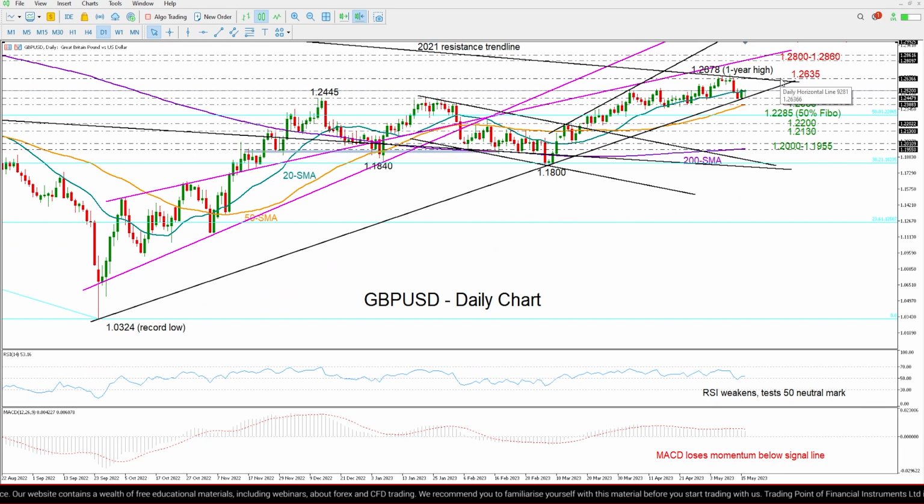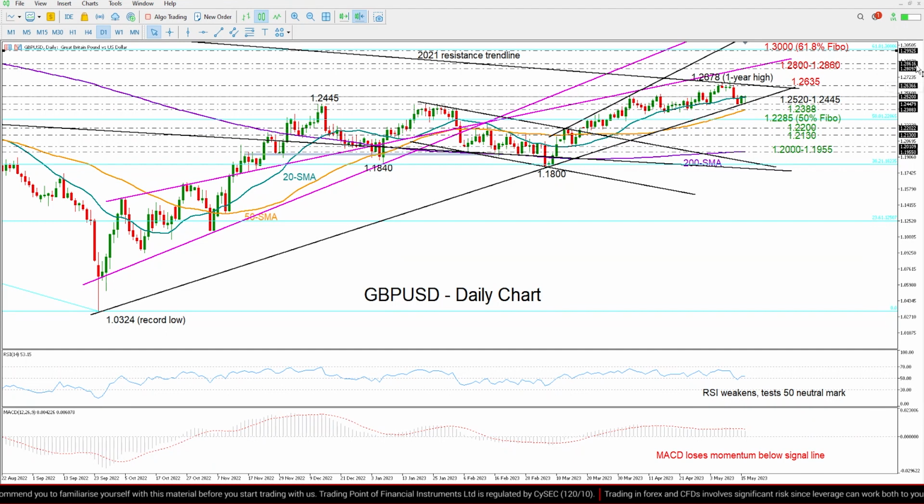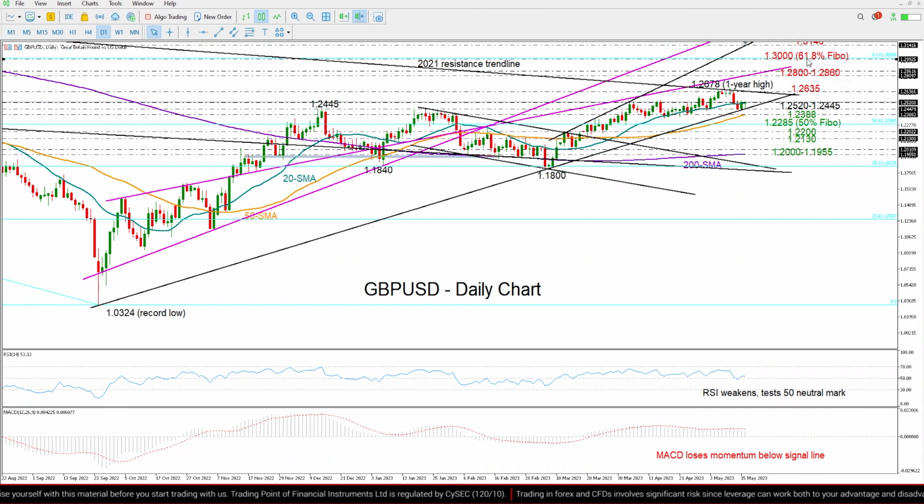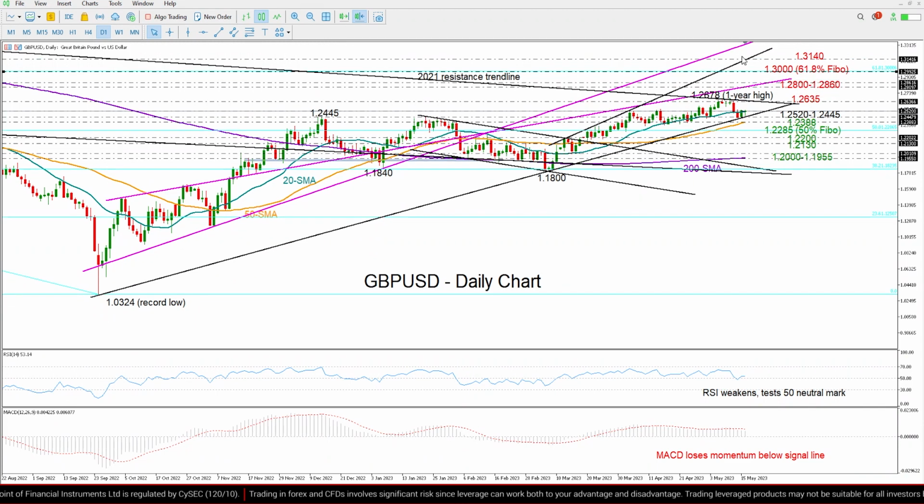take us up to the 1.2860 region, where this constraining line is located. While higher than that, the price may reach the 61.8% Fibonacci of 1.30. A steeper increase could also meet this short-term resistance line around 1.3140.